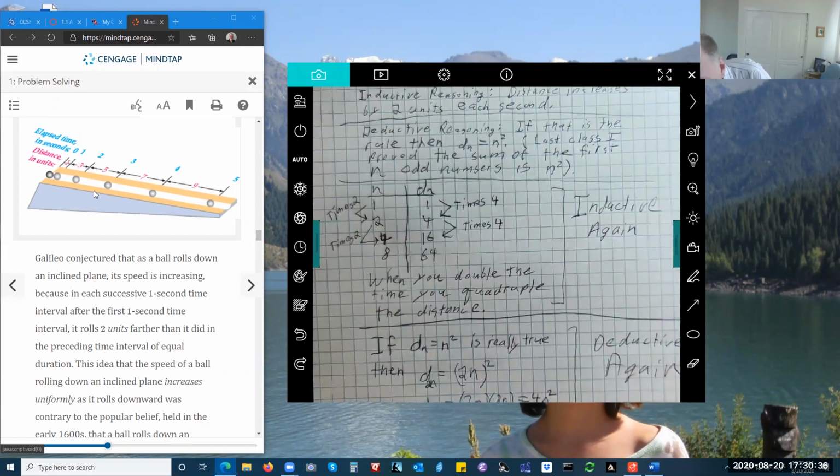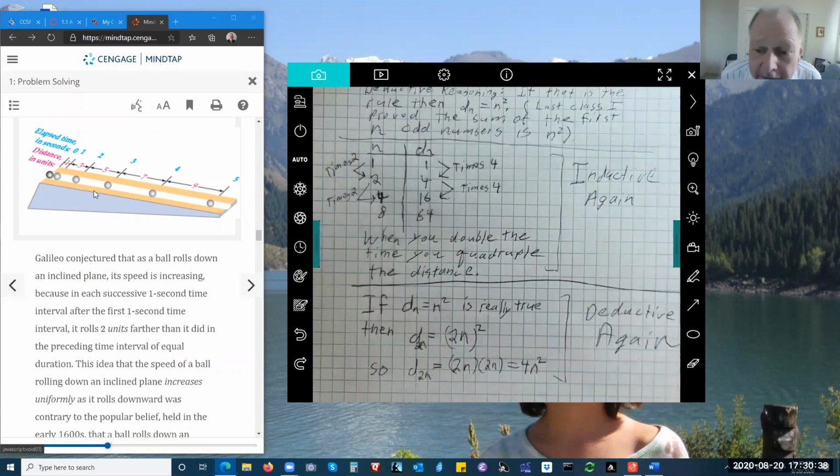You can't see that? Let me slide it up. Okay, you get 4n squared. So that's 4 times as much as d(n). d(2n) is the same as 4 times d(n).